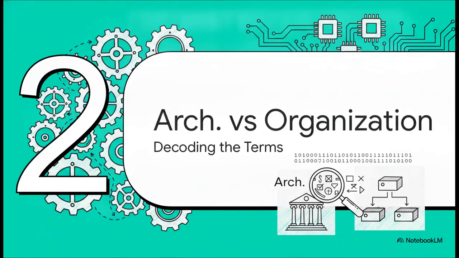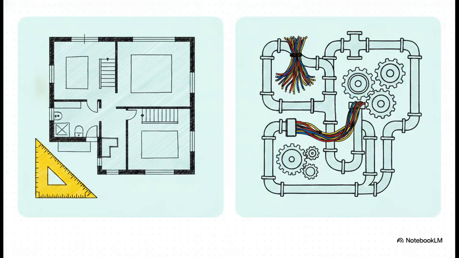Moving right along to Section 2, Architecture versus Organization. Now, these two terms get thrown around a lot, and they sound super similar, right? But to a computer scientist, they mean very different things. Think of it kind of like building a house. Computer architecture is your logical floor plan. It describes exactly what the computer does. It's the functional behavior that a programmer actually sees, like instruction sets and data types.